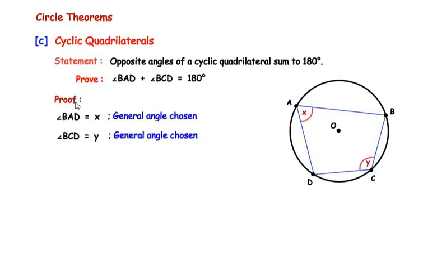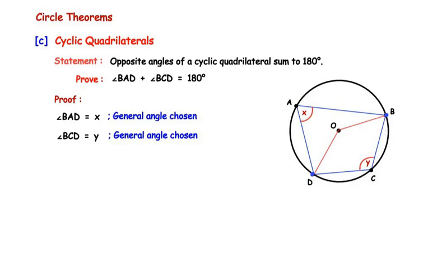Now let us start with the proof. Here we have considered angle BAD as x and angle BCD as y. That is, we are going to choose any general angle. Now let us make a small construction. We are going to join the points B and D to the center of the circle this way. Now these two points B and D divide the entire circle into two segments. This is the larger segment, we call it the major segment, and this is the smaller segment called the minor segment.